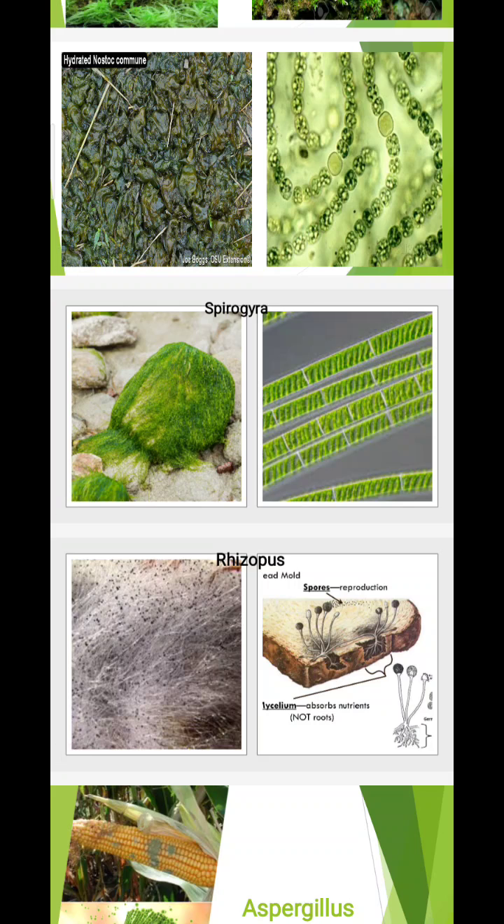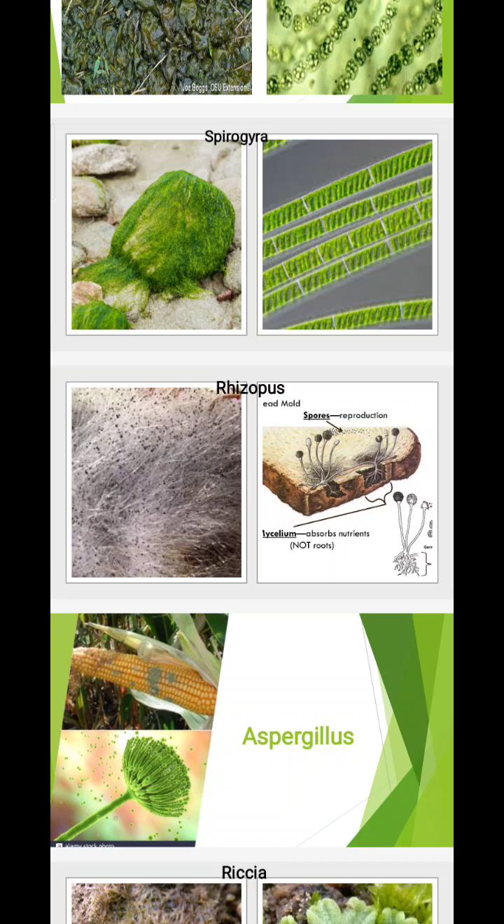Then in the fungi unit, you have to study Rhizopus and Aspergillus. Rhizopus grows mostly on bread or other bakery products. You have to see the whitish growth and some dark spots on the tips. The dark spots are from the spores, and the whitish part is the mycelium structure. So Rhizopus grows on the bread. You have to see it in the figure.